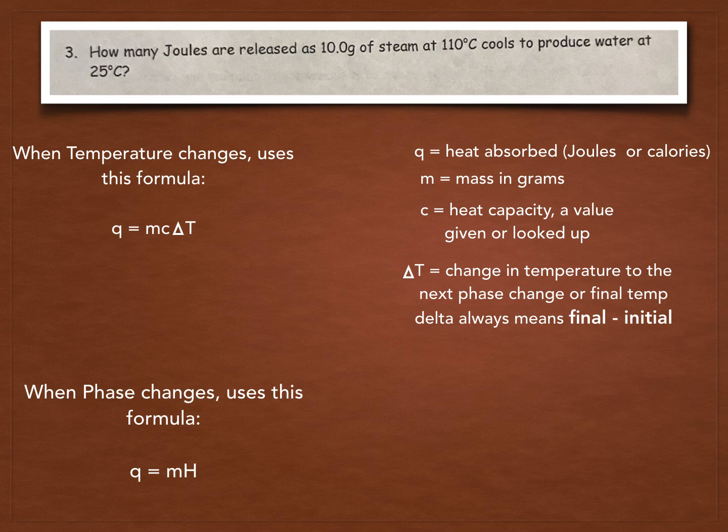Know your formula values. Q is heat absorbed. M is mass in grams. C is heat capacity. Delta T is change in temperature. You will need to know your temperature values to find your delta T.